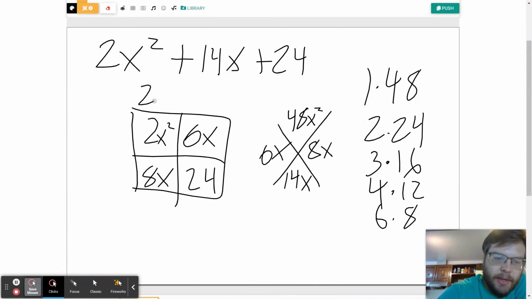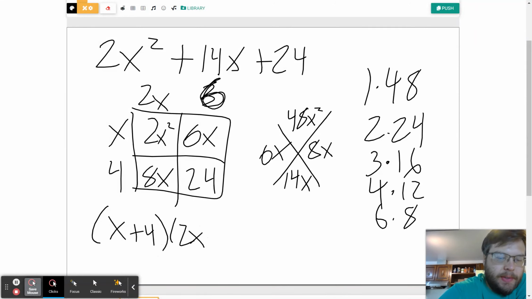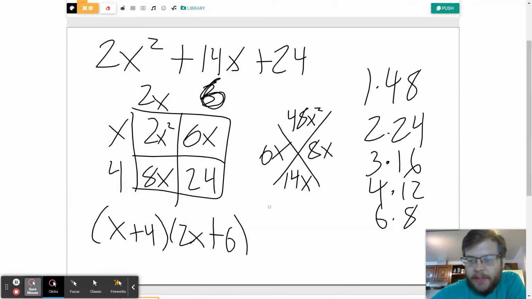This first column has a 2 and an x, so this has to be an x. This has a 3 in common. Sorry, not a 3. Apologize about that. This has a 6 in common. And then I have a 4 down here to finish it out. So my factored form is x plus 4 times 2x plus 6. And those are some more box and diamond examples.